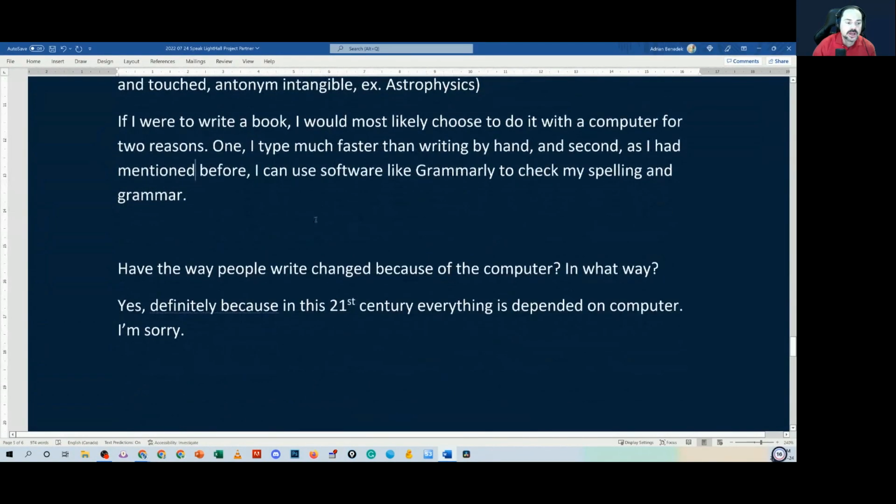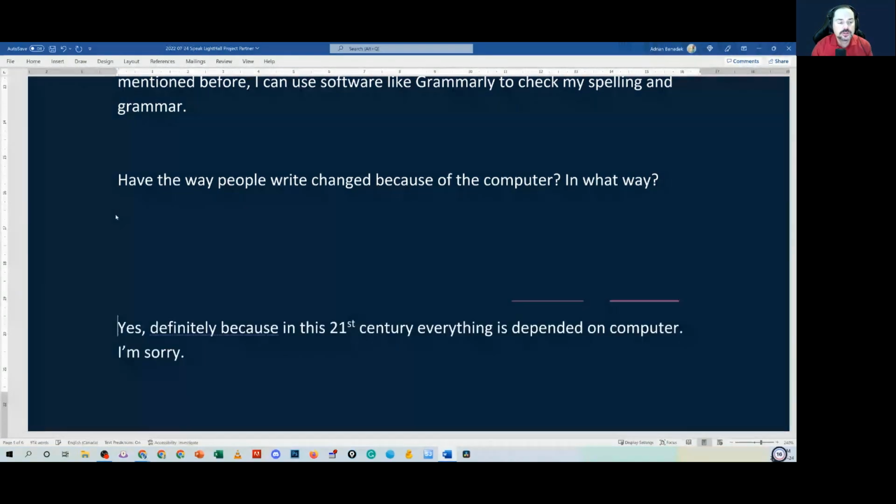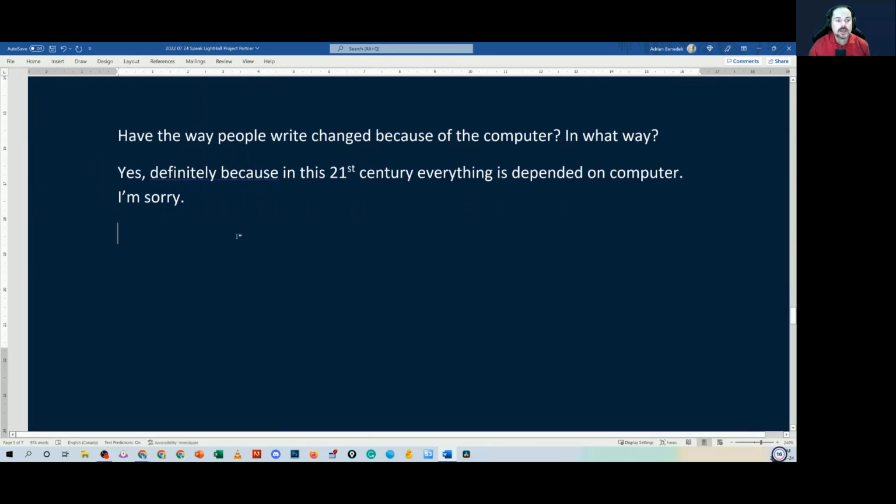All right. And then one last question for part 1. Again, I'm going to use the grammar, and everybody pay attention because after this one, I will take one more volunteer for part 1. So, has the way people write changed because of the computer? In what way? Right away, use the present perfect because the question is in present perfect. Have the way people write changed?